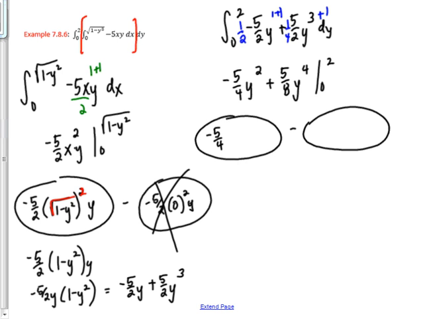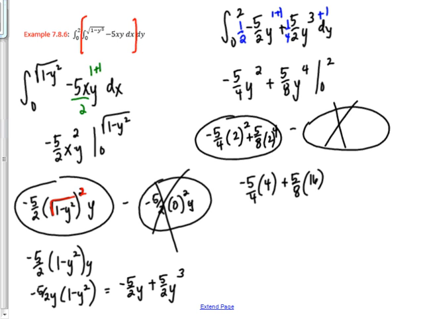Negative 5 fourths times 2 squared plus 5 eighths times 2 to the fourth. And when I plug in zeros, that one's going to go away. So let's do the math here. So it's negative 5 fourths times 2 squared is 4, plus 5 eighths times 2 to the fourth, which is 16. If those cancel, that's a 2, so it's not near as bad as it looked. I get negative 5 plus 10, or 5. Okay. And then our last one.